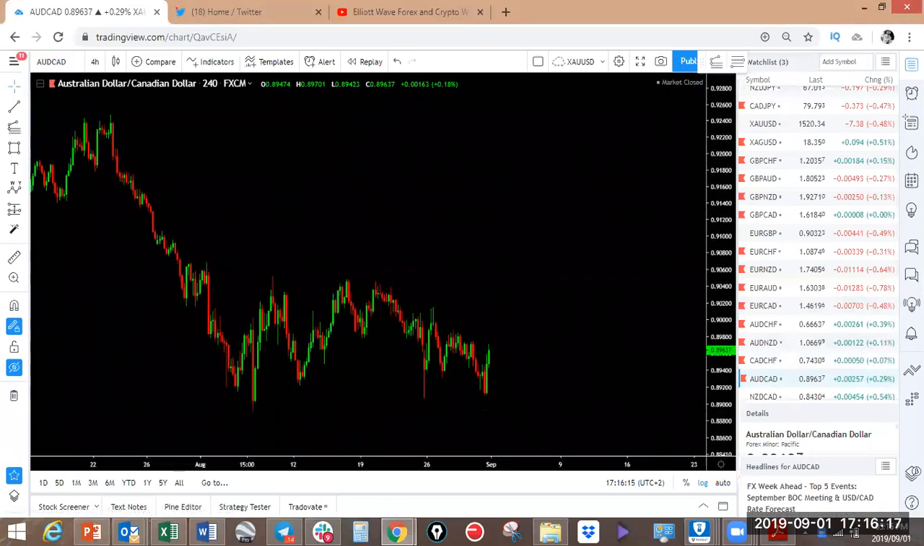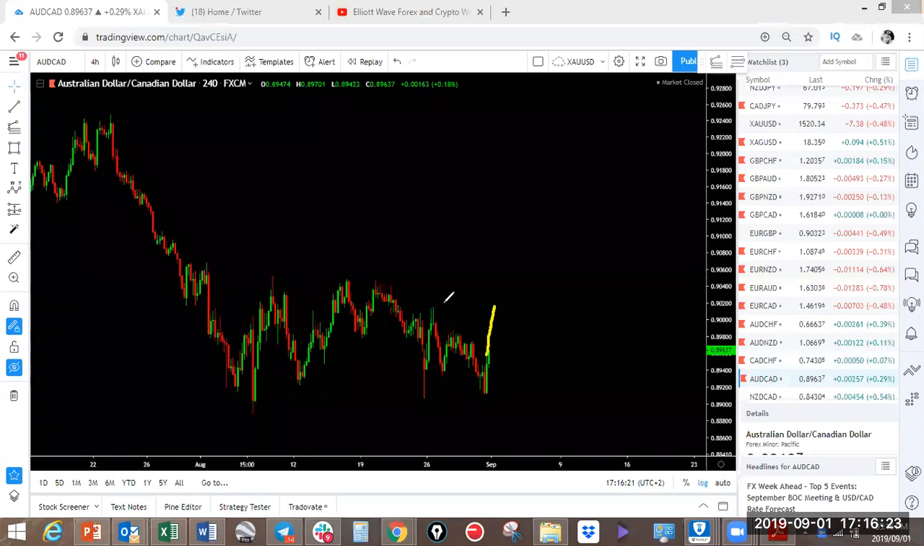Aussie CAD. Aussie, we're looking for it to bounce up here. Either retest this level. Let's look for this to retest this level in the next coming trading sessions.